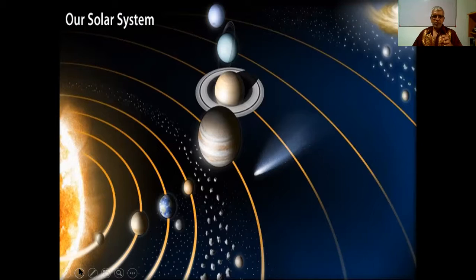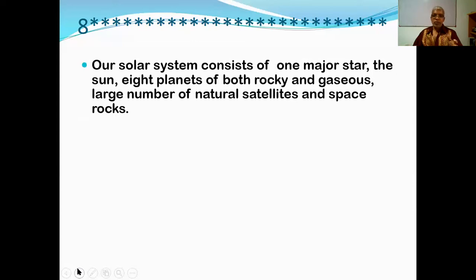Therefore these kinds of pictures are also very important to understand the structure of the solar system and how the planets are located, how planets move around the sun in their evolution, because we have learned them in earlier lessons in earlier years. Therefore, they are not a very big idea to you. Then our solar system consists of one major star. You know that's the sun.